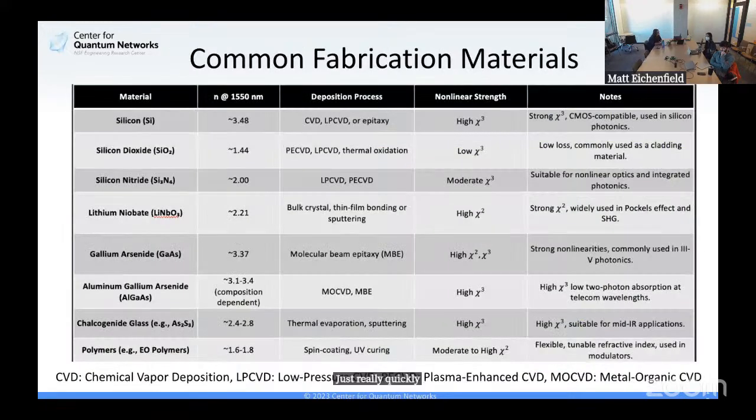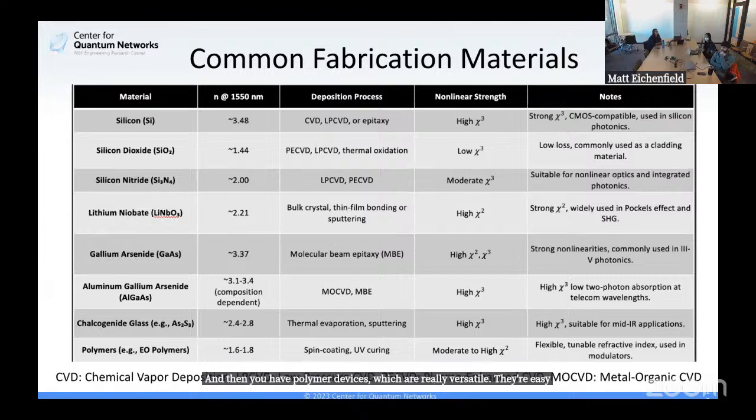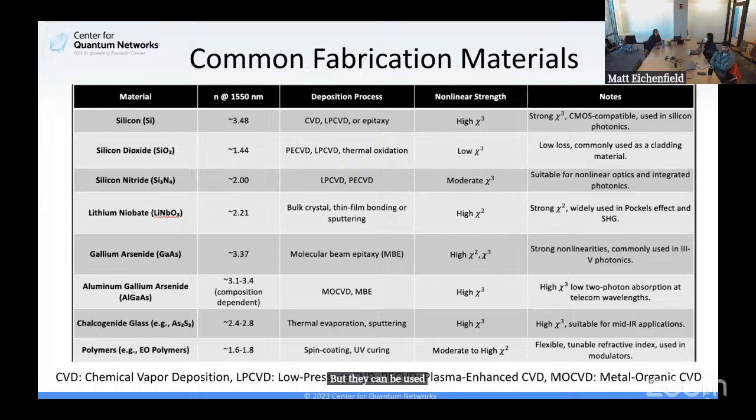Just really quickly, some common fabrication materials: silicon, silicon dioxide, and silicon nitride are typically used a lot in waveguide structures, especially in passive optics. Lithium niobate, gallium arsenide, and aluminum gallium arsenide have some strong nonlinear effects. Particularly lithium niobate, which has strong second order effects, which are typically easier to work with because they don't require as much power. And then you have things like chalcogenides, which do have high nonlinearity, but they typically work better at longer wavelengths. And then you have polymer devices, which are really versatile. They're easy to work with, but they don't often have a lot of structural integrity. But they can be used really freely, and they can be altered really simply. So sometimes there's a place for those as well.